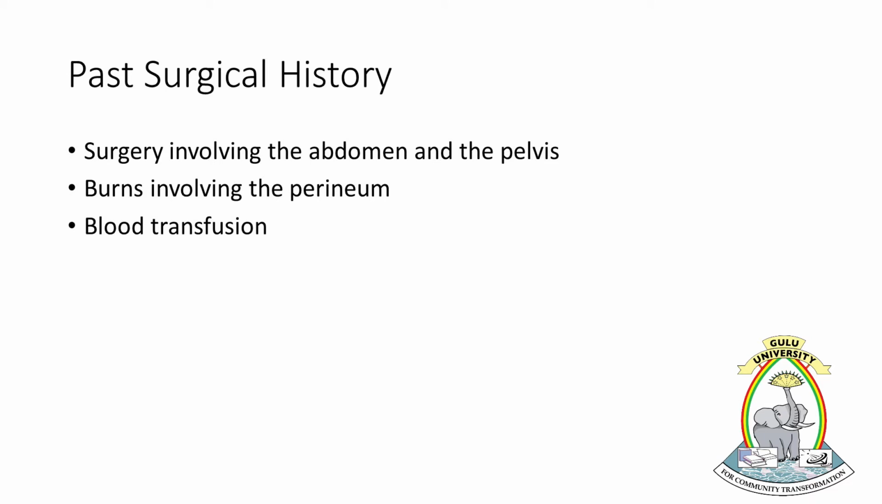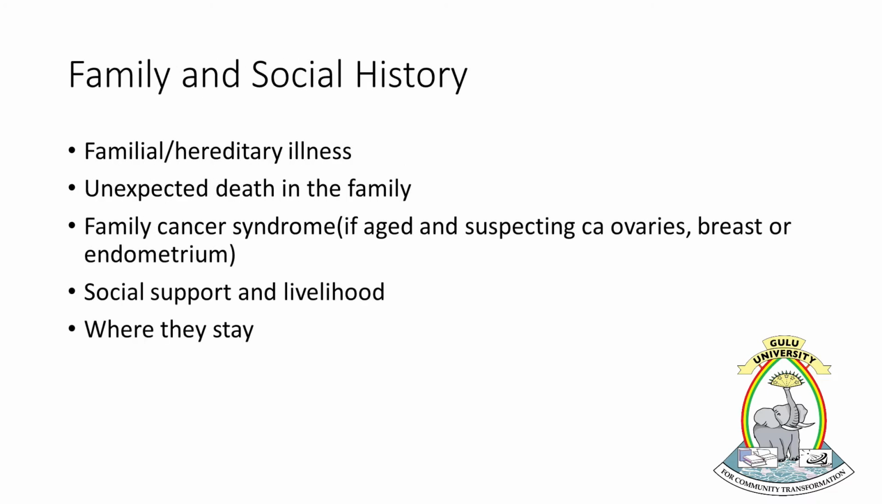The past surgical history should be noted if there is any history of surgery, especially involving the abdomen and the pelvis, because that will actually concern more of the Obs Gyn issues. And then burns, especially involving the perineum, and then any history of blood transfusion if they've ever had. Family and social history, look at the familial hereditary illnesses, maybe hypertension, that may actually result in a problem.